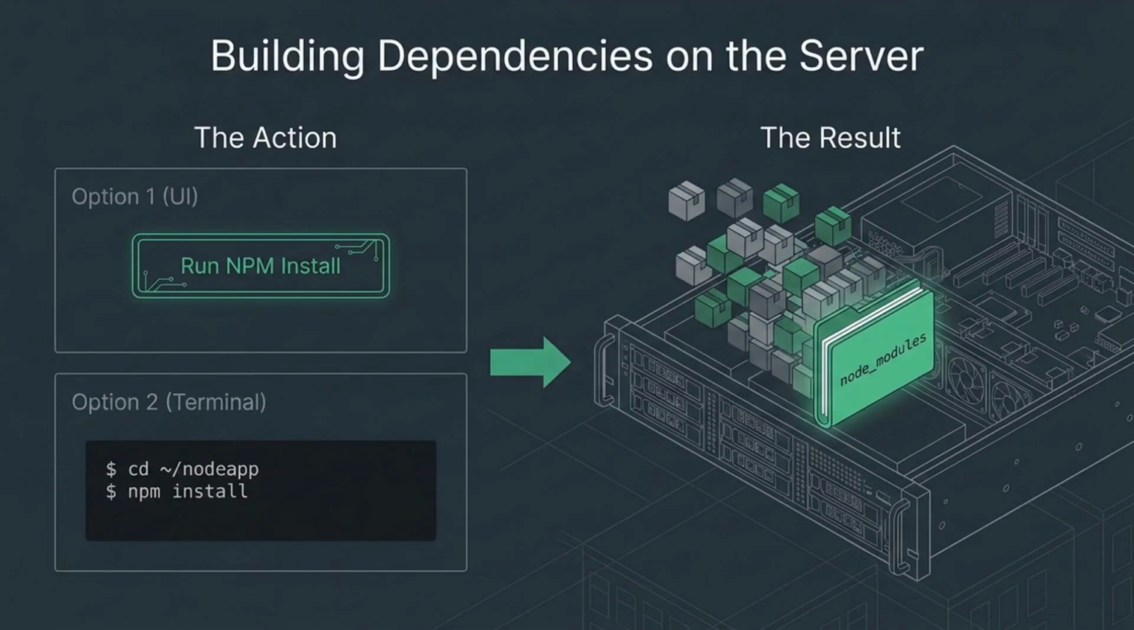Once configured, we need to build our dependencies. You can do this by clicking Run npm install directly in the user interface, or by jumping into the terminal and running the command manually. This builds the node_modules straight onto the server hardware.